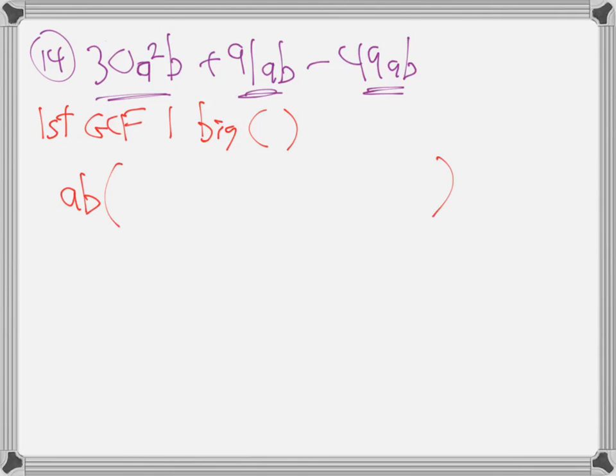I didn't do this on the other problems in this section because they didn't have a GCF. I probably should have been saying something and looking for it. I just didn't want to bug you with too much stuff. But take out AB and 3 things inside. So AB times what will go back to 30A squared B? 30A. We good?